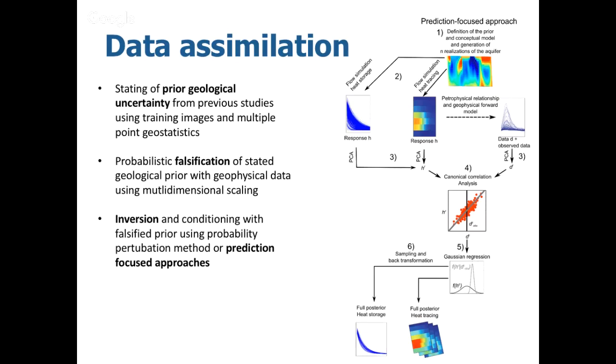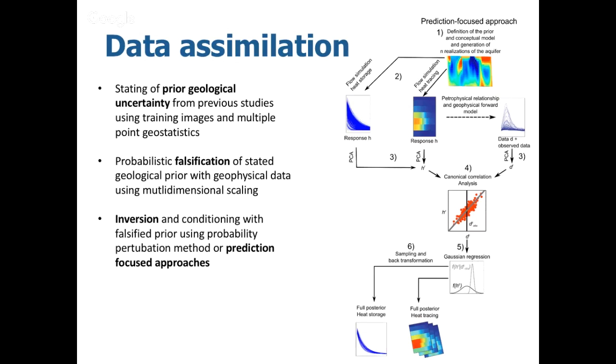If you do find such a correlation, which would be linearized actually, then you can make a Gaussian regression out of it, so define a probability density function, so define a prediction as a function of the data that has been observed, and then sample that distribution, and then build up the full posterior distribution of your heat storage or your heat tracing experiments.